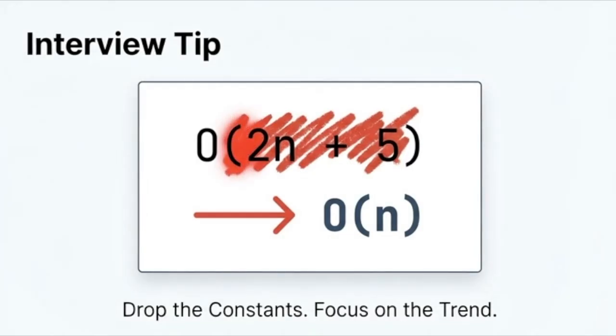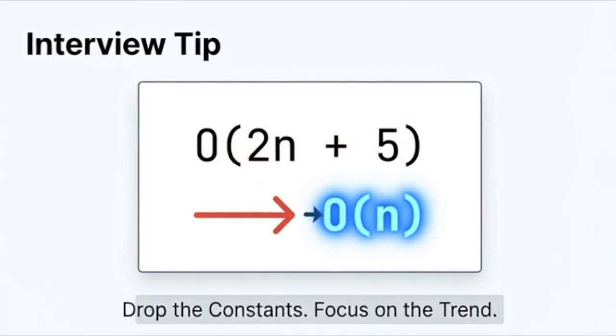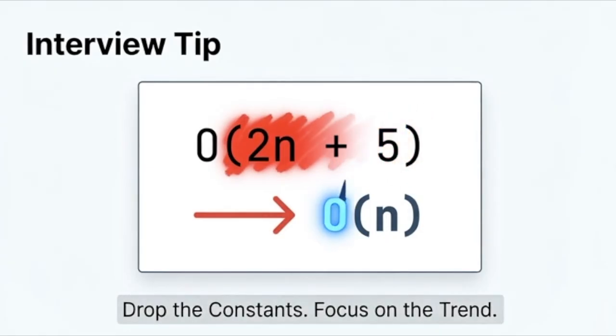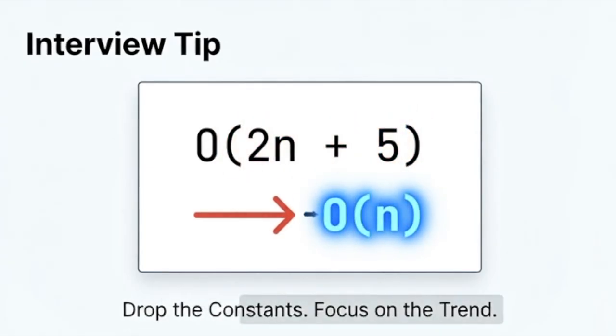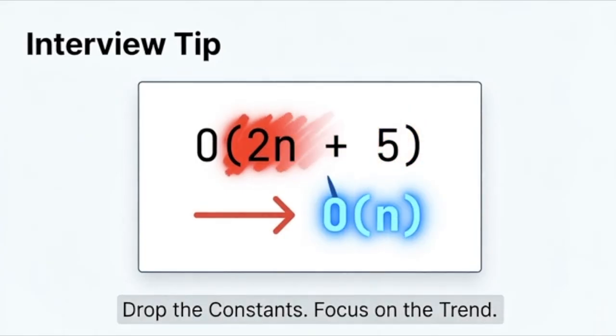Here is a quick pro tip for interviews. If you calculate your complexity as big O 2n plus 5, just call it big O n. We drop the constant because we only care about the trend. As n gets massive, that 5 doesn't matter anymore.